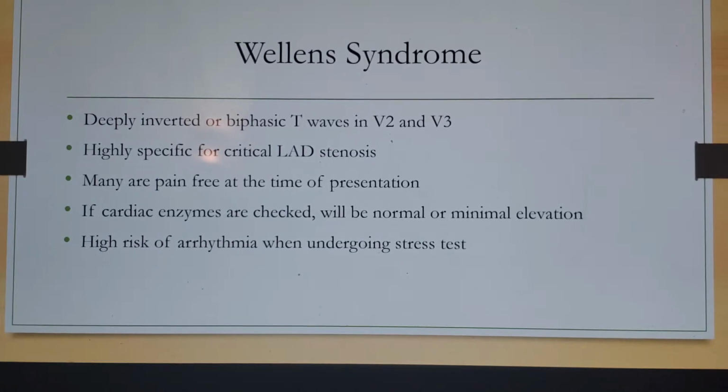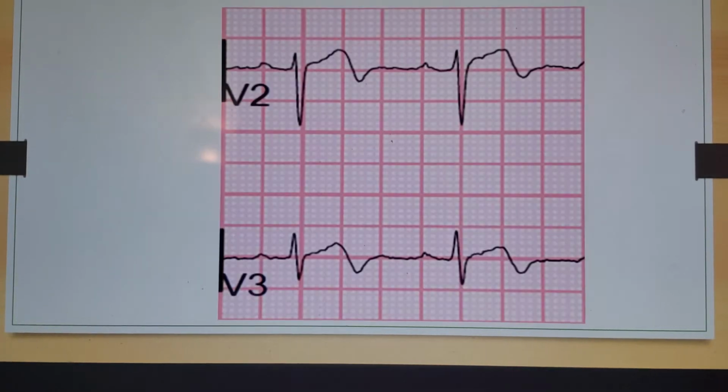The problem is a lot of times when somebody has an abnormal EKG, everybody's knee-jerk reaction is to put them in for a stress test. Well, these patients don't do well, and a stress test can actually be fatal for them. So remember, Wellens syndrome, deeply inverted or biphasic T waves in V2 and V3.